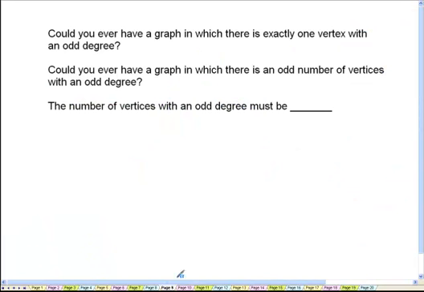Now here's a question for you. Could you ever have a graph in which there is exactly one vertex with an odd degree? Remember that the sum of the degrees of all the vertices is twice the number of edges. The degree of a vertex is the number of other vertices that are connected to this vertex through an edge. So can you ever have a graph in which you have exactly one vertex with an odd degree?